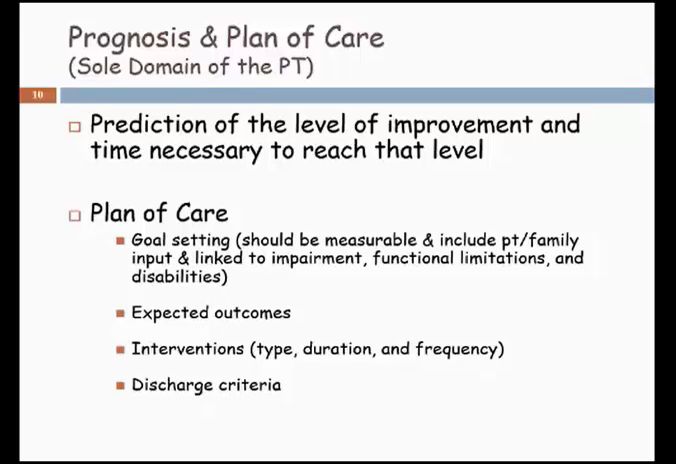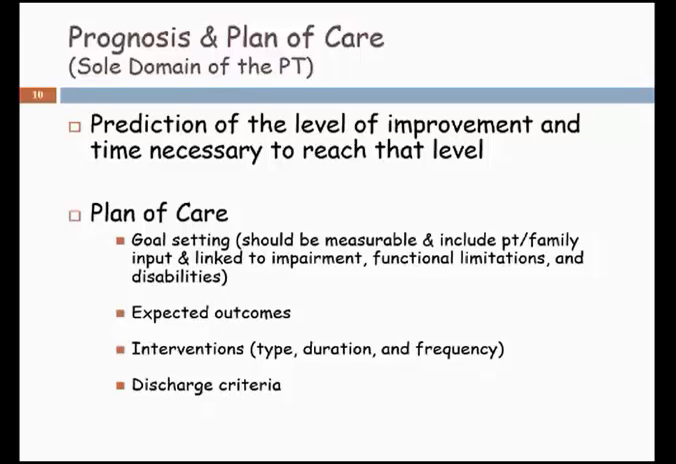After establishment of a diagnosis and prognosis, the physical therapist will develop the plan of care. This includes goal setting, which should be measurable and include family and patient input. For example, a goal could be, the patient will ambulate independently within 4 weeks. These goals are the expected outcomes for the patient.